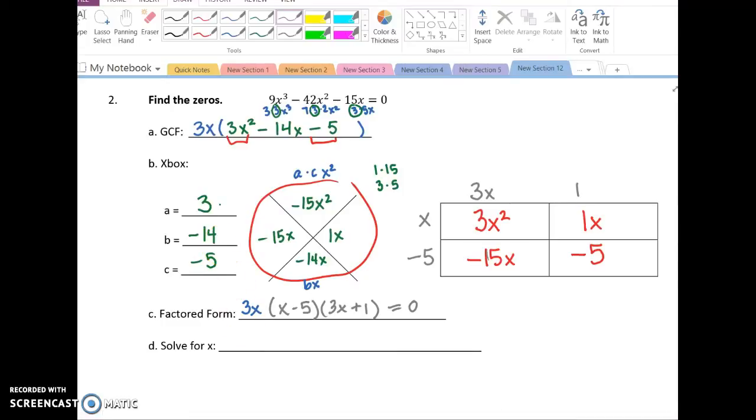So we're going to set each of our factors equal to 0. So we have 3x equals 0. So one of our zeros is going to be x equals 0. And we have x minus 5 equals 0. So one of our zeros would be x equals 5. And the last one would be 3x plus 1 equals 0. So we would have x equals negative 1/3. It's a lot of work for one problem, isn't it?